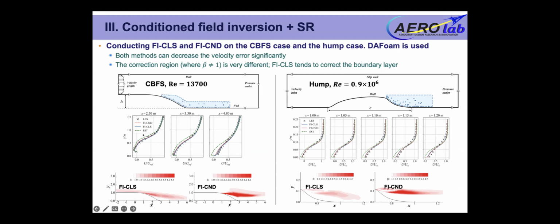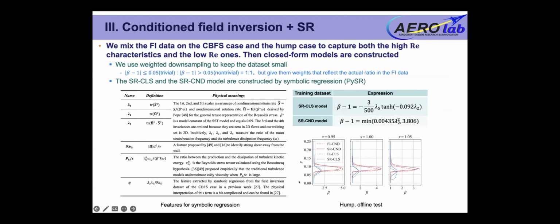You can see in the central row that both methods can decrease the velocity error significantly. And if you look at the left corner, you can see that the FICOS tends to correct the boundary layer, while the FICND correction concentrates in the separated shear flows. We then mix the field inversion data on the curved backward facing step case and the NASA hump case to capture both the high Reynolds number characteristics and the low Reynolds number ones.